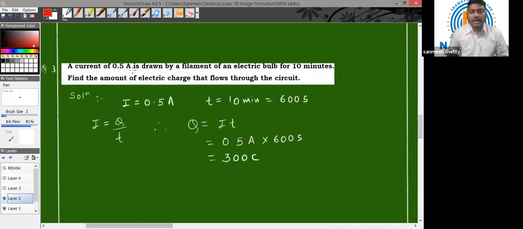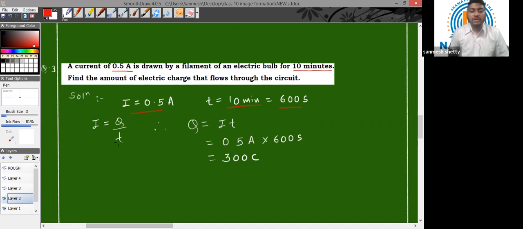A current of 0.5 ampere is drawn by a filament of an electric bulb for 10 minutes. So the current is given as 0.5 ampere and the time is given as 10 minutes. We need to find the amount of charge that flows through the electric circuit. The time we need to convert into seconds. So 10 into 60 will be 600 seconds.